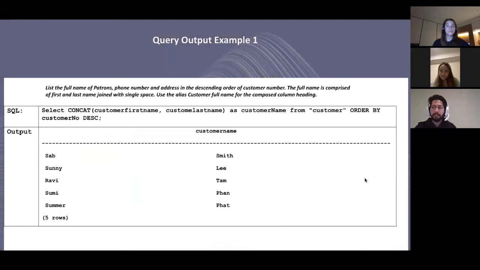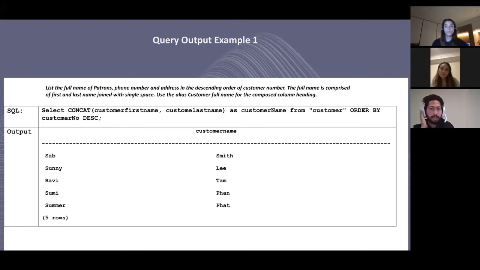So my name is Nigam Kumar. I am discussing queries. We have taken two outputs from the queries. The first one is the list of full patron names, phone numbers, and addresses in descending order of customer number. We ran the select command in SQL to find the customer name from customer, ordered by customer number in descending order. It shows five rows of customer names, such as Sub, Sunny, Ravi, Sami, and Samas, and there is a last name as well.